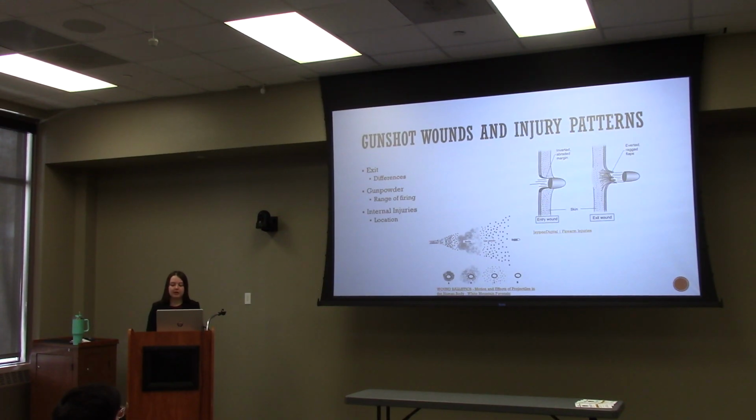Gunpowder particles and the pattern of abrasion around the wound help to indicate the range at which a gun was fired. Contact range firing is when the muzzle of a gun is in direct contact with the victim's skin when it was discharged. Many internal injuries happen between the entrance and the exit wounds, caused by the path of the bullet and its kinetic energy.